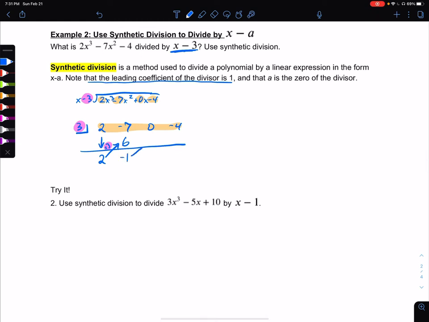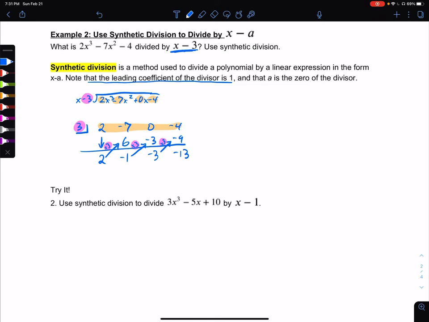Then I'm going to do that again. I'm going to multiply by 3 again. You're just going to keep multiplying by that 3. So negative 1 times 3 would be negative 3. Add those two terms up, 0 and negative 3. 0 plus negative 3 would be negative 3. Multiply again, so times 3. Negative 3 times 3 is negative 9. Add those two terms up, negative 4 and negative 9 would be negative 13.